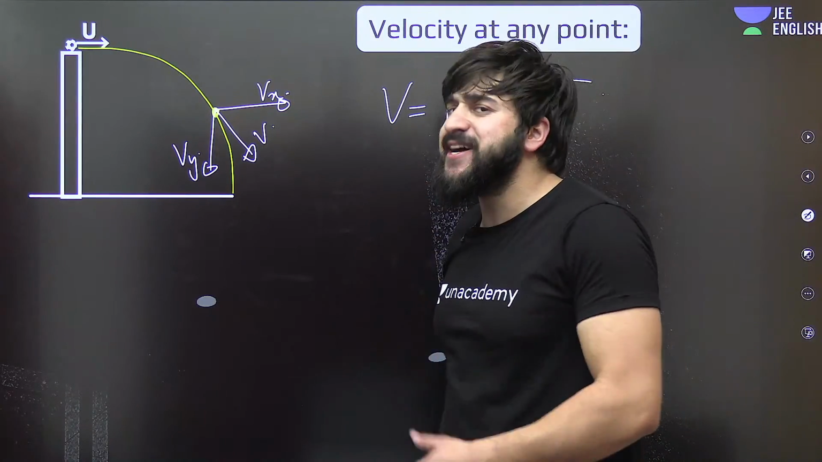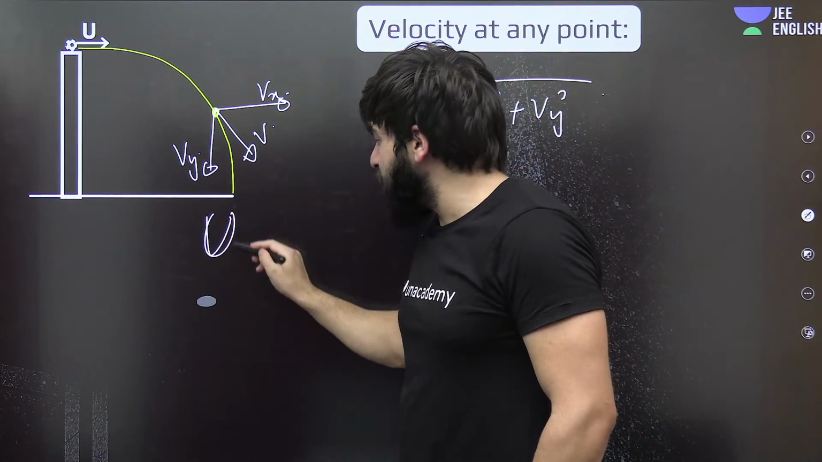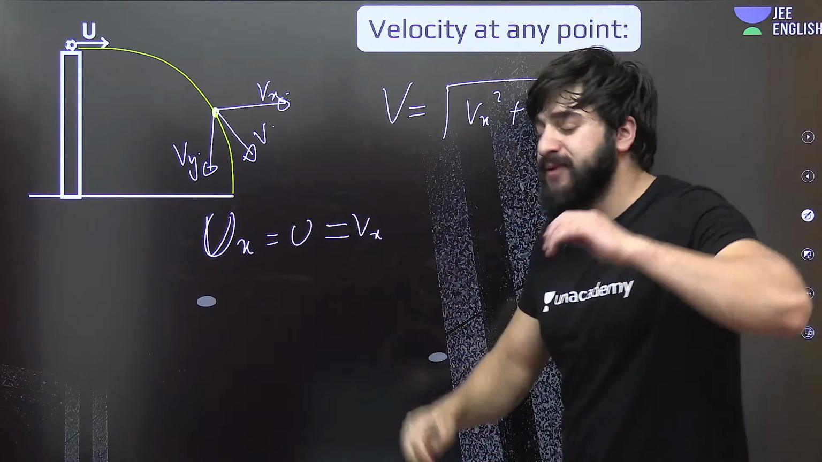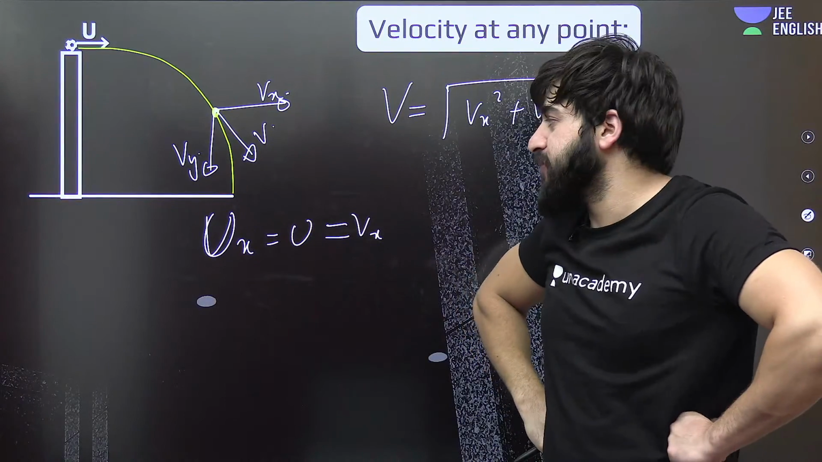Now, in this case, we are launching at the velocity u. So the initial velocity ux is nothing but u. This is also the final velocity vx, because the velocity in the x direction remains the same.